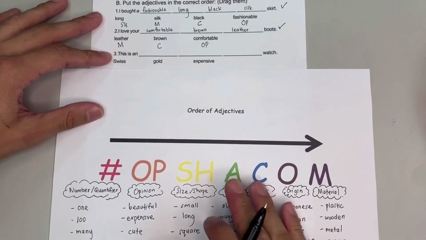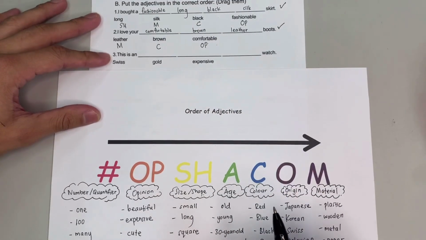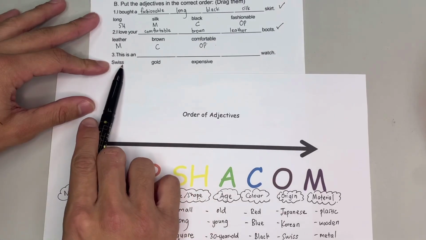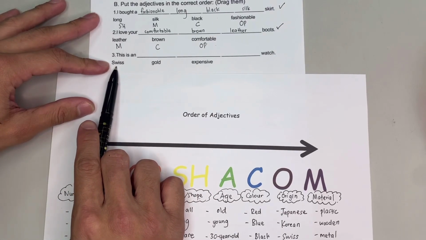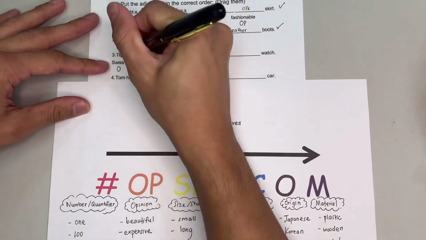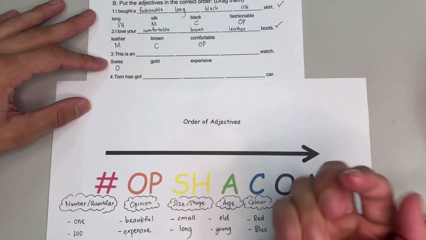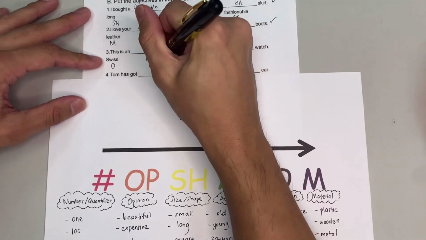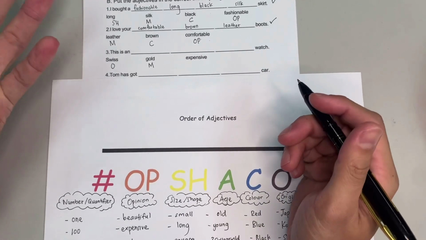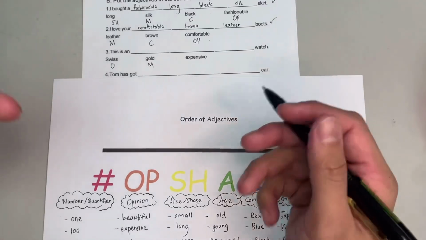This is an blank watch. Just now we have gone through this word Swiss. It's made in Switzerland. So this is definitely under origin. I'm going to write O here, origin. And gold, it is made from gold, a mass. So it's a type of material. Expensive. I think the watch is very expensive. But some people might think it's cheap, some people might think it's expensive. So it is definitely an opinion.